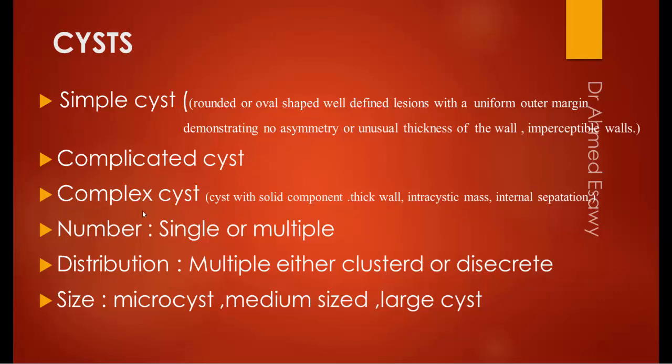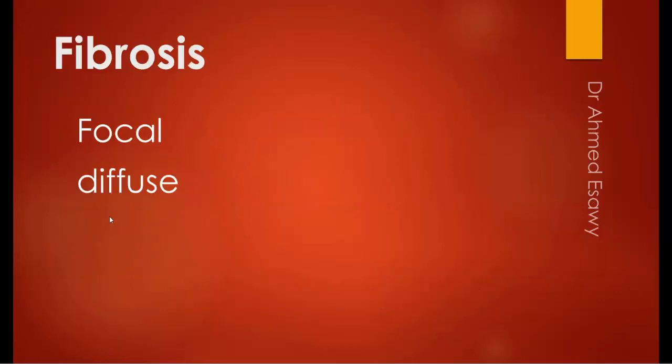The number of cysts may be single or multiple. Distribution of cysts: multiple, either clustered or discrete. Size of cysts ranges from microcyst, to medium size, to large cyst up to 5 cm. Fibrosis and fibrocystic change are either focal or diffuse.